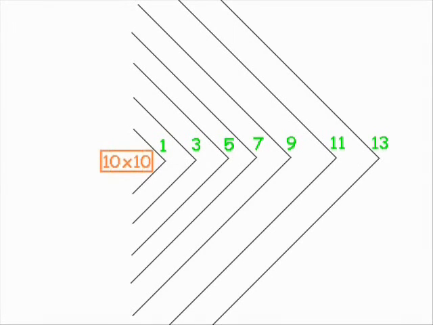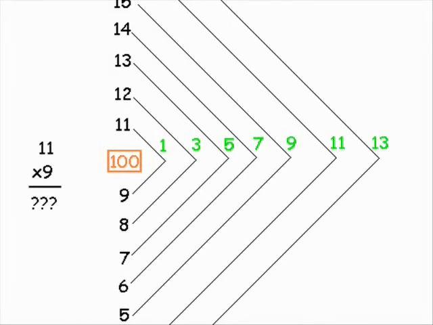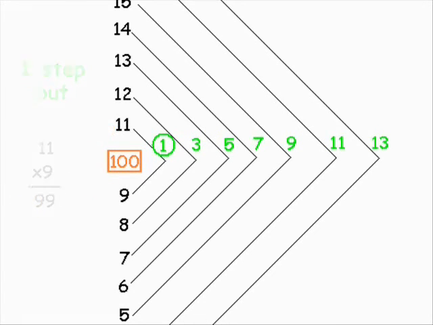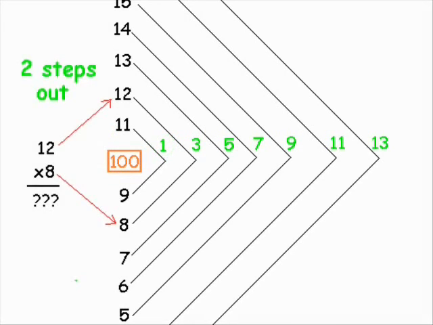So I moved up to 10 times 10, since zeros are easy, and thought, what if I didn't know the answer to 11 times 9, but I did know how far it was from 10 times 10? Since it's only one step out, it should be only one odd less. And sure enough, taking 1 away from 10 times 10 gave the answer. And then I thought, if 12 times 8 is 2 steps out from the middle, then it should be 2 odds less than the middle.